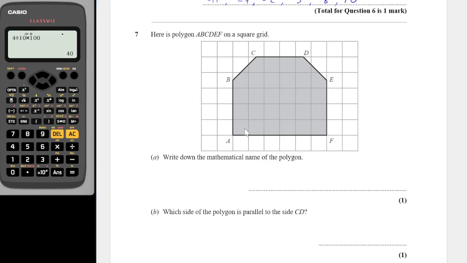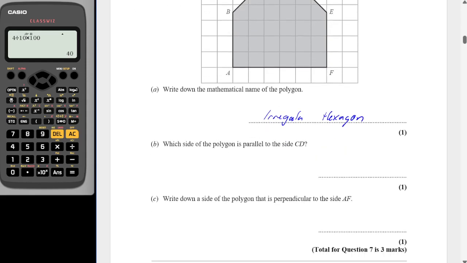Question 7. Here is a polygon A, B, C, D, E, F on a square grid. Write down the mathematical name of the polygon. So we've got a 1, 2, 3, 4, 5, 6-sided shape. So that's going to be a hexagon. I think I would probably state that it's an irregular hexagon. So I'm going to go irregular hexagon.